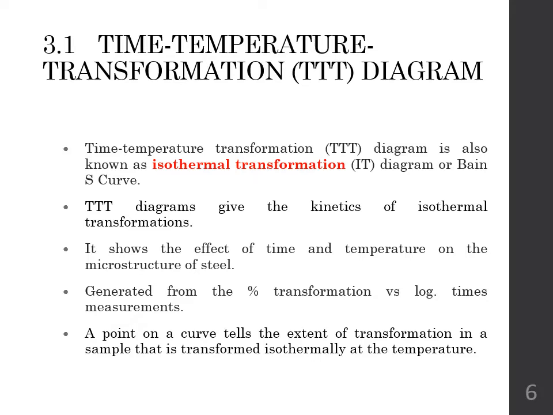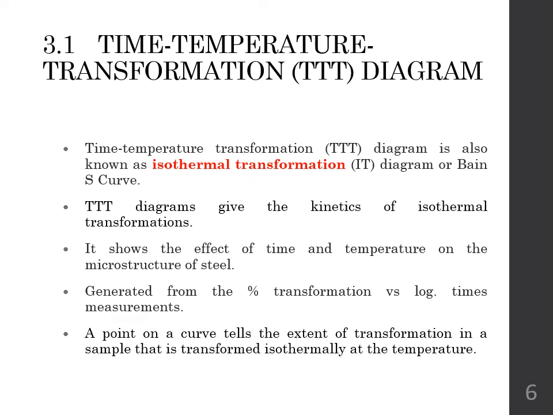And it shows the effect of time and temperature on the microstructure of steel. Different time and different temperature will give different steel microstructures. Other than that, the TTT diagram also shows the percentage of transformation. For example, how much martensite or what percentage of pearlite can be constructed if you heat the steel at certain temperature and time.